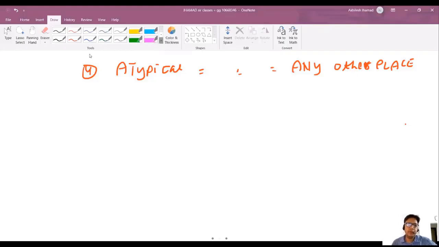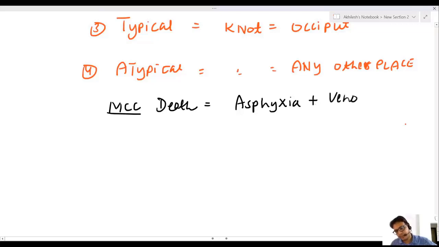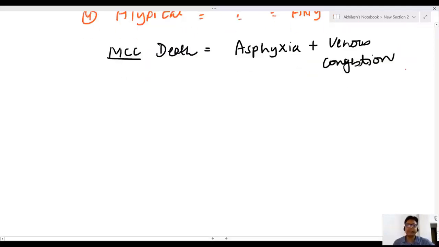Now, sir, the most common cause of death in hanging is asphyxia plus venous congestion. Asphyxia plus venous congestion, that is the most common cause of death.